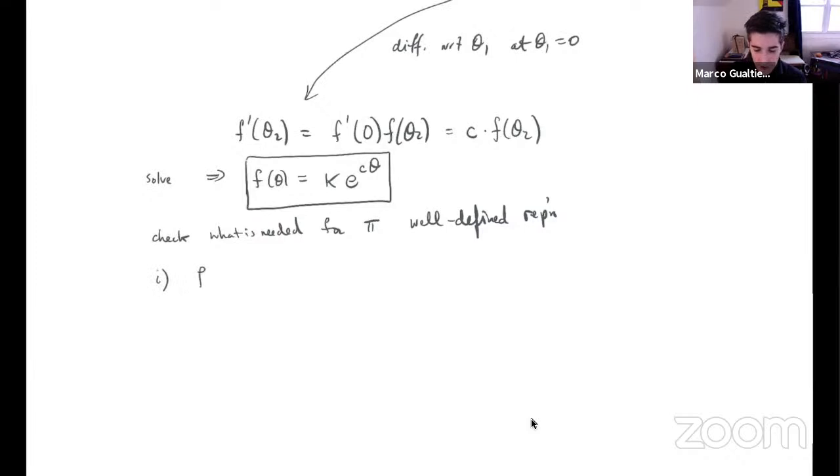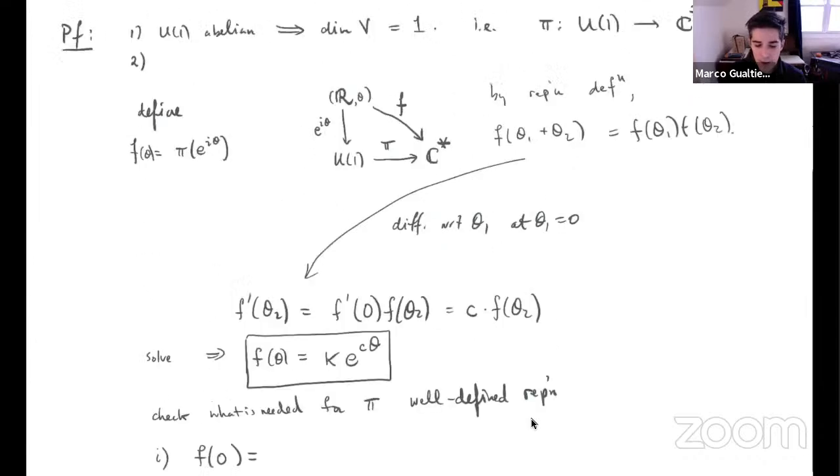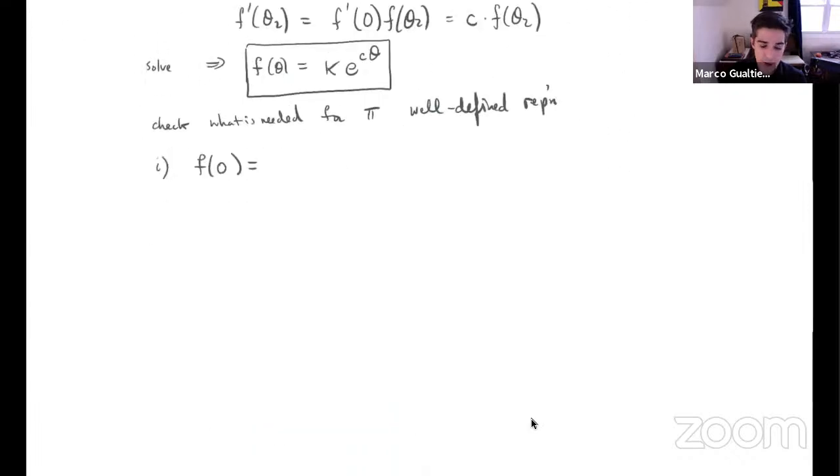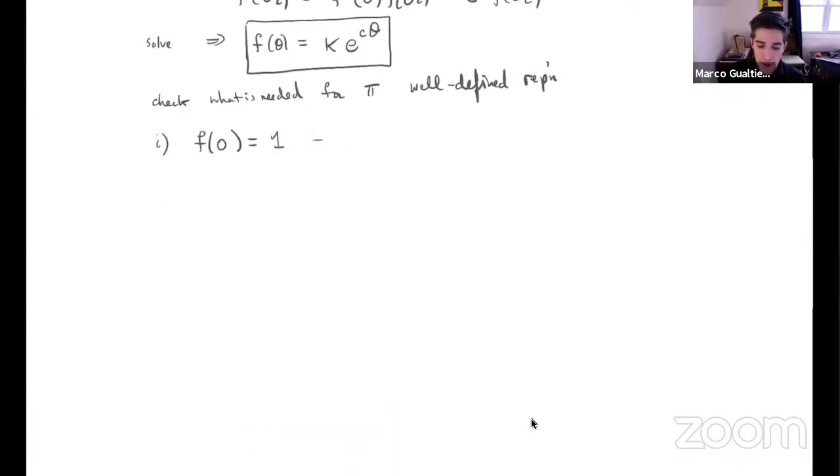So first of all, we know that at 0, this thing has to be, 0 is sent to the identity element of U1, and pi must send that to the unit in C star. So this must be equal to 1, and this tells me that k is 1. So that deals with k. And the other question is, what is C, right?